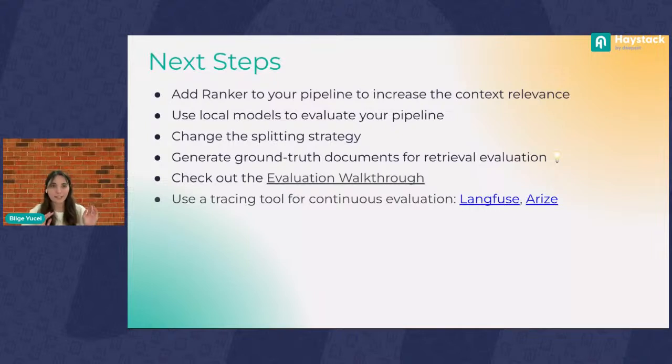In addition to what I've just shown you, you can add a ranker to your pipeline and increase the context relevance. As I said, maybe the context was too long, or maybe it wasn't exactly the context that you need to generate that answer. So adding a ranker and limiting the content might help you to increase the context relevance score. You can try local models, especially if you're dealing with sensitive information and you don't want to use models behind APIs.